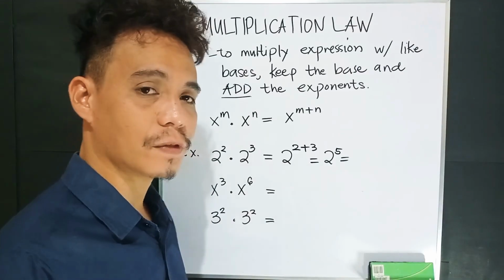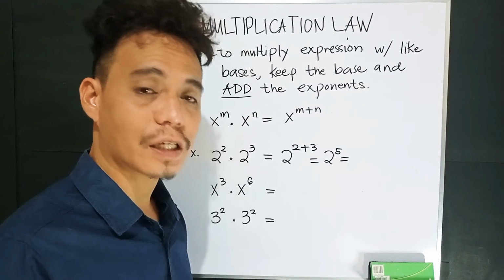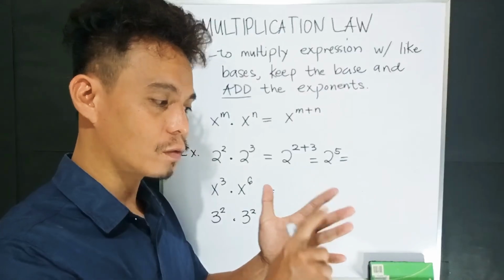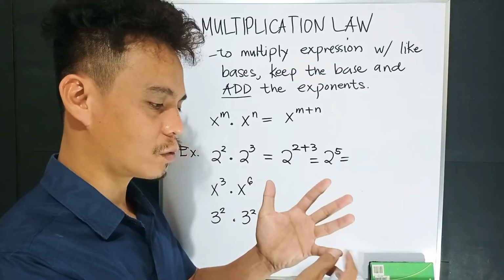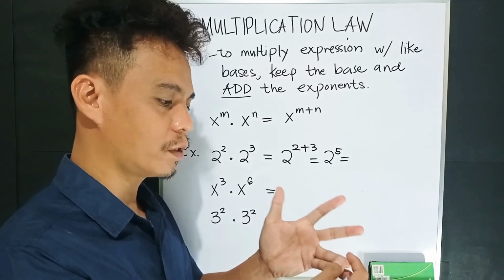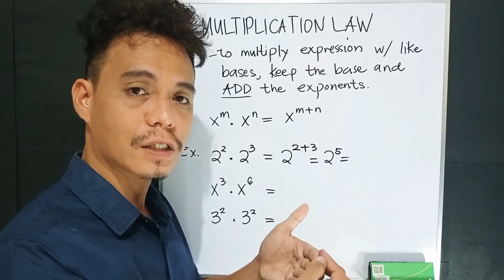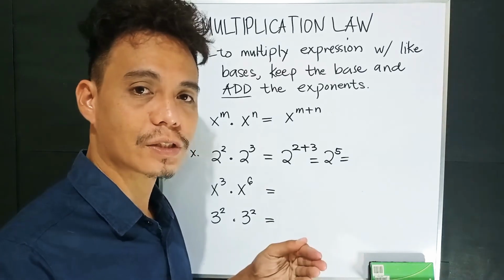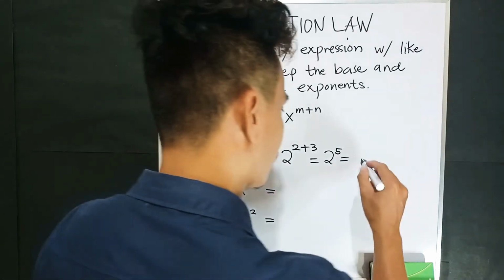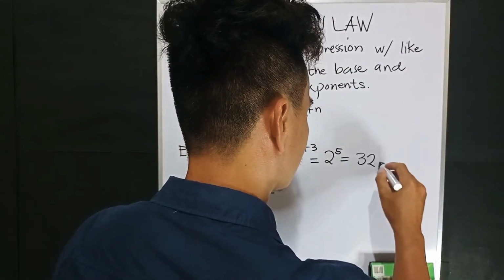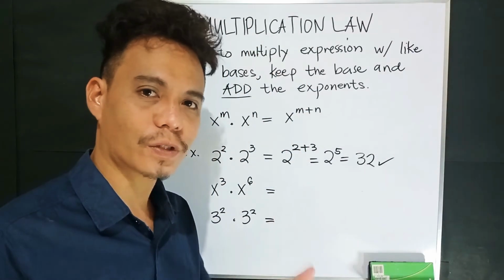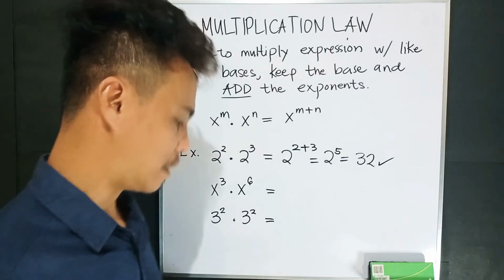So 2 raised to 5 is like saying na magmumultiply tayo ng 2 ng 5 beses. So 2 times 2 is 4, 4 times 2 is 8, 8 times 2 is 16, and 16 times 2 is 32. So sagot natin dito guys is 32. Okay? So I hope nasundan.